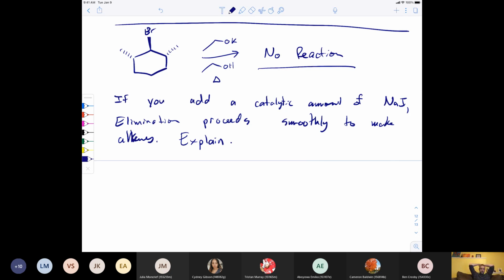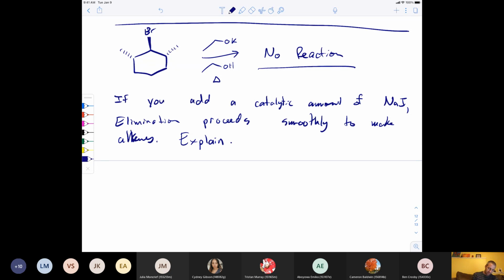Okay. Now this one involves a few things maybe you haven't thought about before. What does catalytic amount mean? Catalytic amount just means you just need a tiny amount. You don't need a lot. You just need a bit. You don't need a whole mole for each mole of starting material. And somehow adding a little bit of sodium iodide makes this elimination happen very quickly.